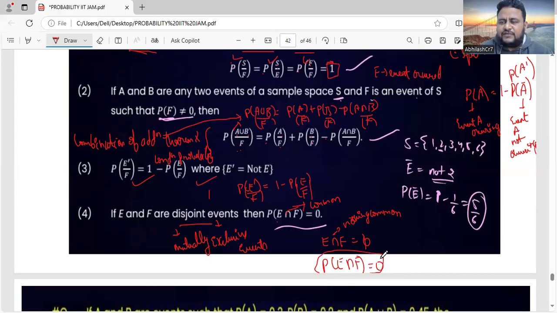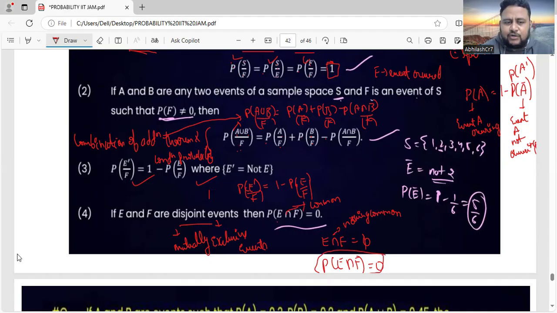If E and F are disjoint events or mutually exclusive events, then the probability of E intersection F is 0. Suppose in a question, two events E and F are disjoint. Find the probability of E given that F has already occurred. When you use the formula, you have to put the value of P of E intersection F as 0, because E intersection F is a null set. There is nothing common.